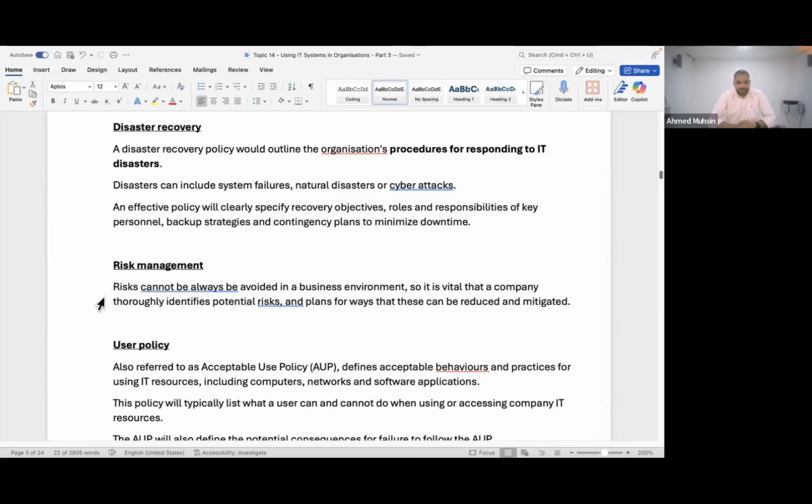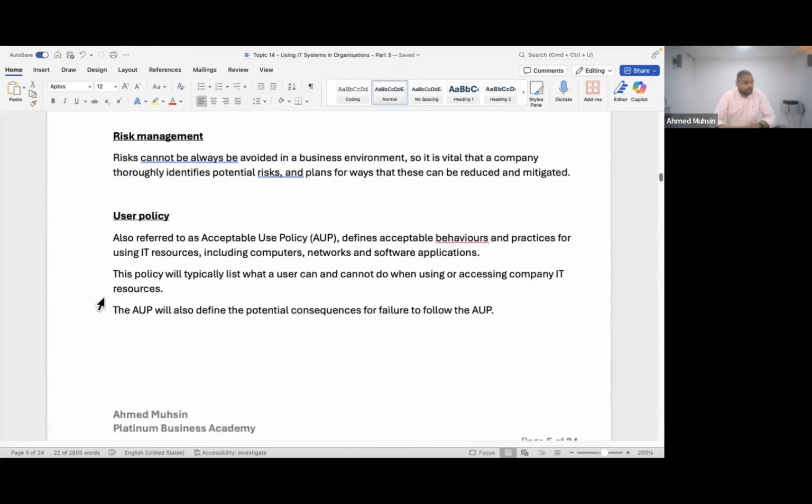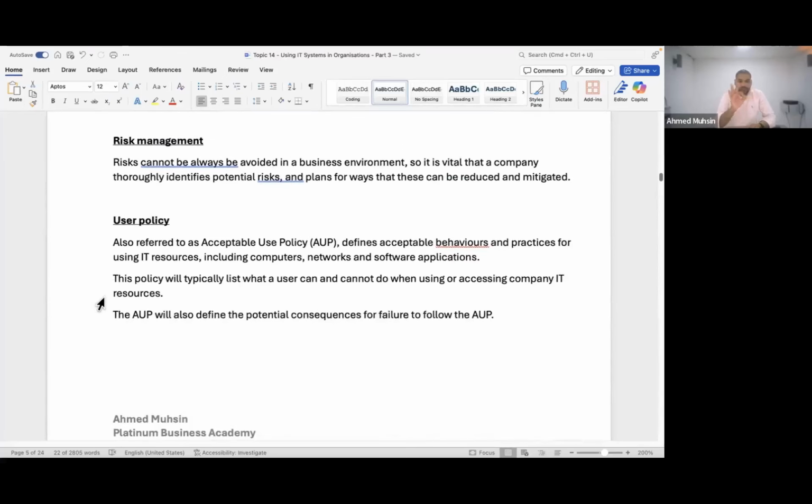And then everybody, we spoke about business continuity, disaster recovery, risk management. We have another one called user policy. You know what user policy means? Basically, you have rules and regulations on how people can use the IT system. Is it possible people can misuse your IT system? Very much possible, right? Because an IT system contains lots and lots of sensitive data. It's very much possible that your employees can easily leak this data, misuse this data, isn't it? So you will have rules and regulations on how they are to use the system.